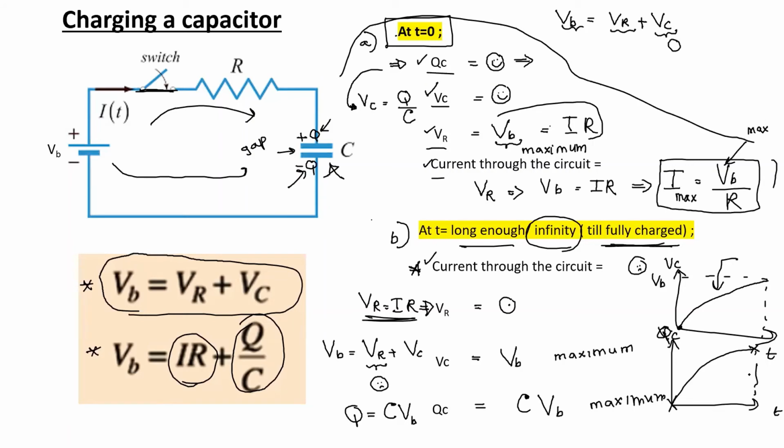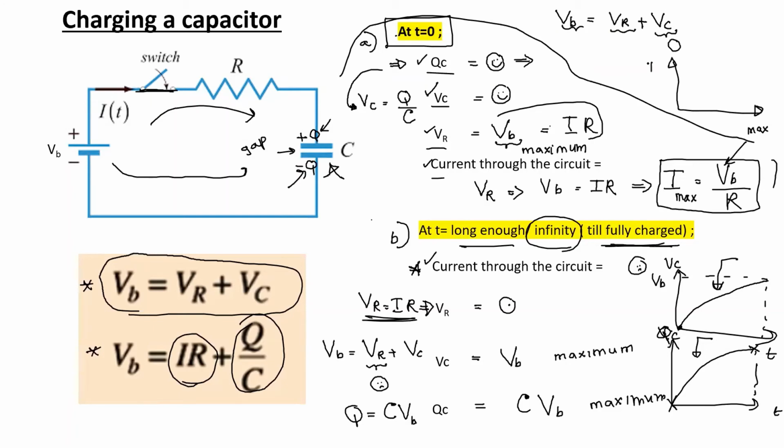So are we okay with this? Yeah. Okay. So you are okay with these shapes, right? You understand that at t equals 0, this is 0 and this is increasing. What about the resistor? No, let's look at the current.